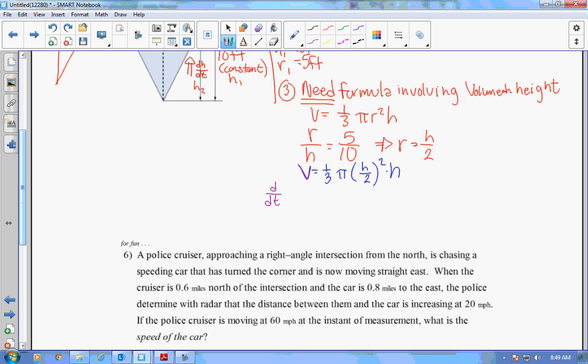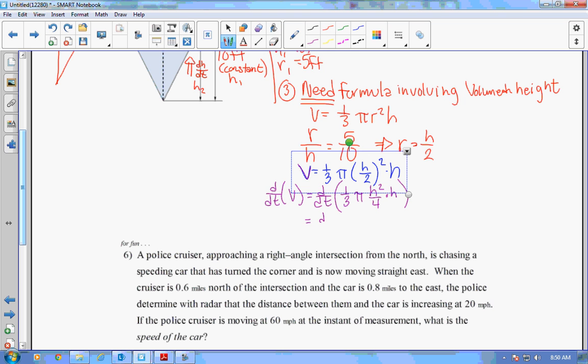That's what d/dt means. My next step will show the derivative of V, and I take the derivative with respect to time of all of that good stuff, but I'm going to simplify a little bit. 1/3 and pi are constants. h squared and 2 squared, we have to square both of them, so we get h squared over 4 times h, right?